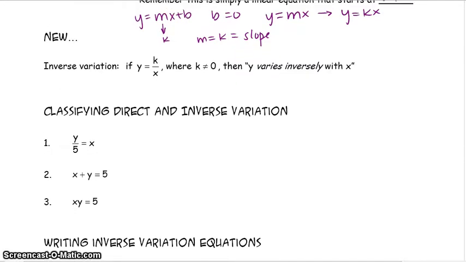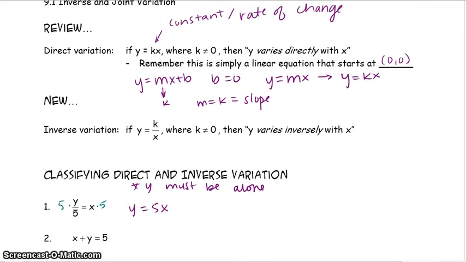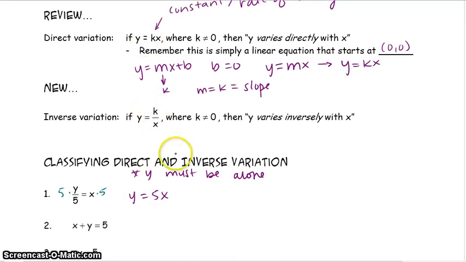Alright, so if we move on to classifying direct and inverse variations, what's important is you have to get y by itself on one side. To classify, y must be alone. So for this example, we'd have to multiply both sides by 5 to get y by itself. That would give us y equals 5x. Does that follow y equals kx or y equals k over x? It should be y equals kx, so this is a direct variation.